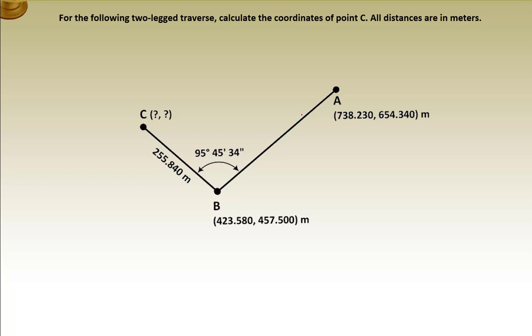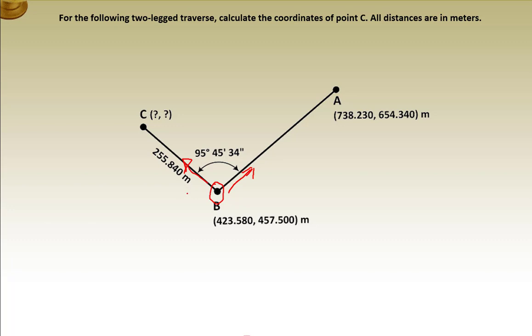We have a two-legged traverse with given information, and we need to calculate the coordinates of point C. So let's see what is given. We have station B, and at station B we have two courses that are meeting. The first course is BA and the second one is BC. The angle between these two at station B is 95 degrees 45 minutes and 35 seconds.